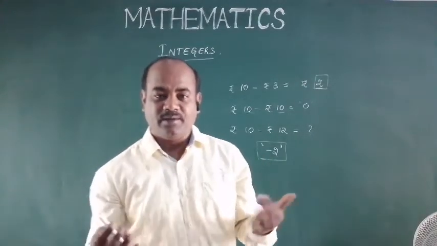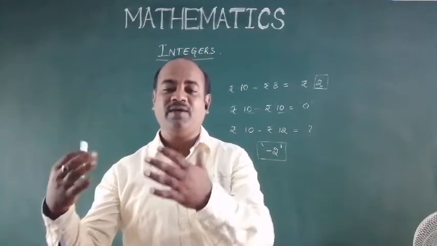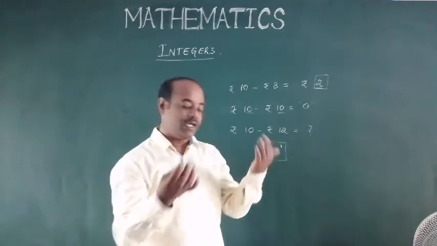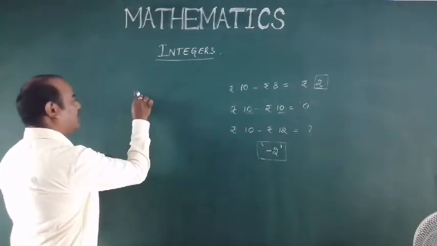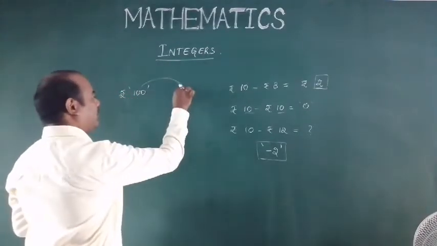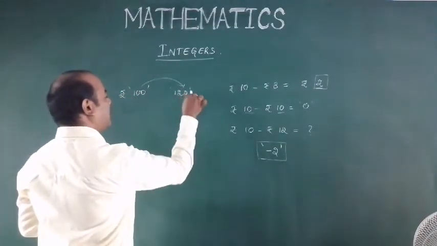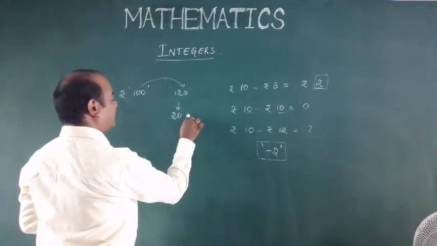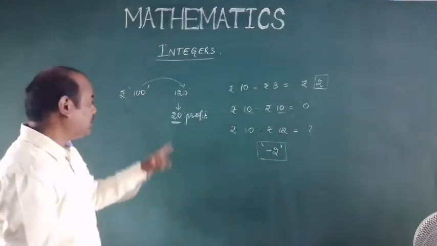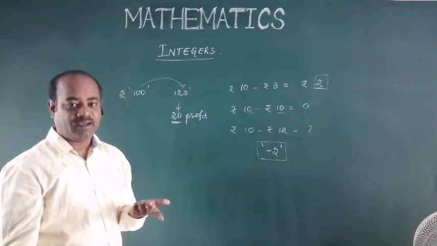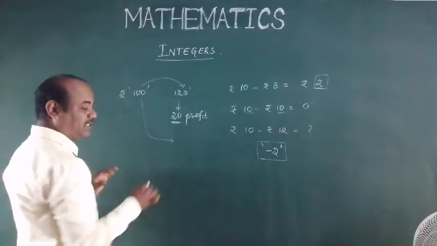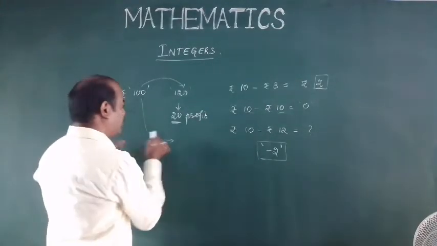Generally in business, if you get profit, that is positive. If you get loss, that is negative. Like this, suppose a shop owner bought an item for 100 rupees. He sold it for 120 rupees. Then he will get 20 rupees profit. The item value is 100 rupees, he sold it for 120. He will get how much? 20 rupees profit.